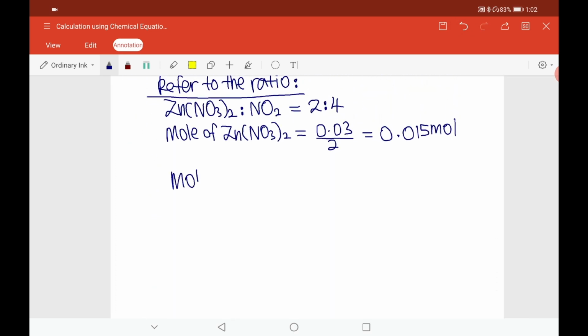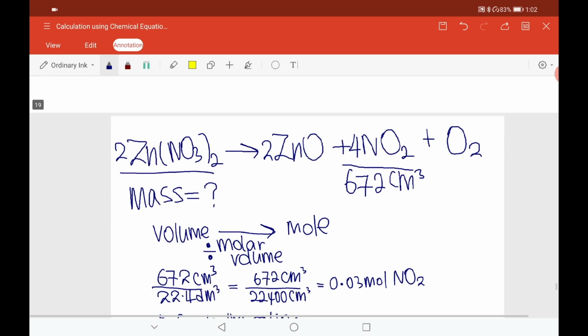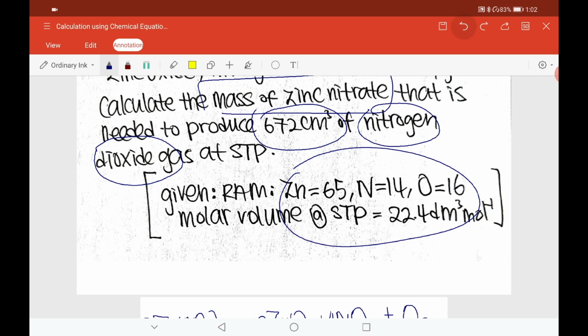When we have mole, we can convert the mole to the mass. Mole and mass can be converted using RAM. When mole changes to something else, we use times. So 0.015 mole needs to be multiplied with the RAM. So now we need to find the RAM for the zinc nitrate. How to find the RAM? We can refer to the values given here.